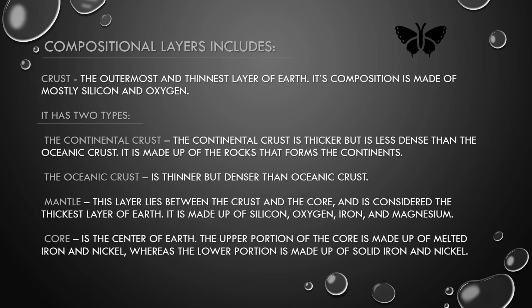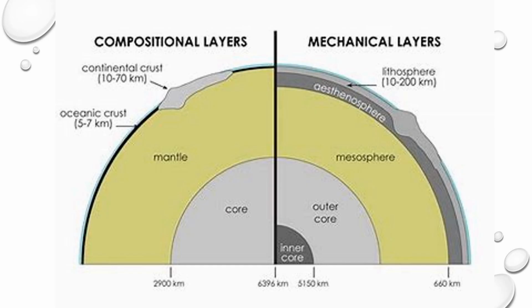And lastly, the next layer is the core. The core is in the center of the Earth. The upper portion of the core is made up of melted iron and nickel, whereas the lower portion is made up of solid iron and nickel. The core is considered the hottest layer of the Earth, and it has a radius of 3,845 kilometers below the Earth's surface.